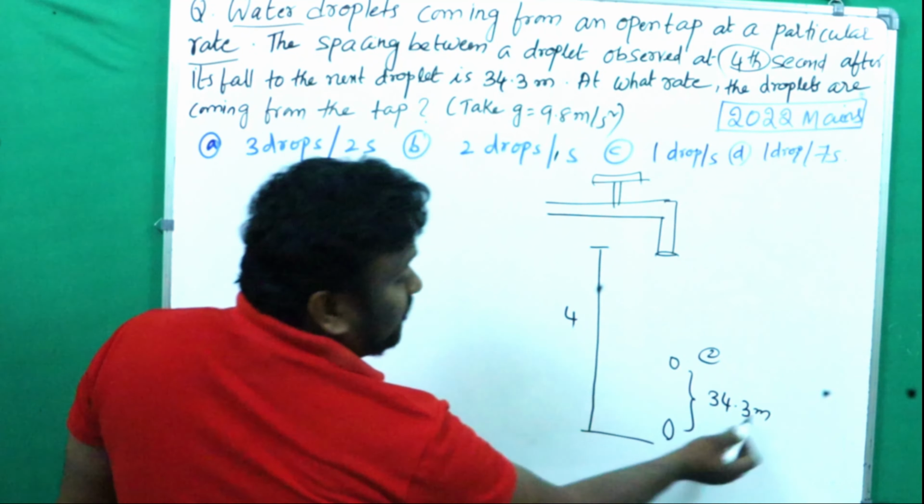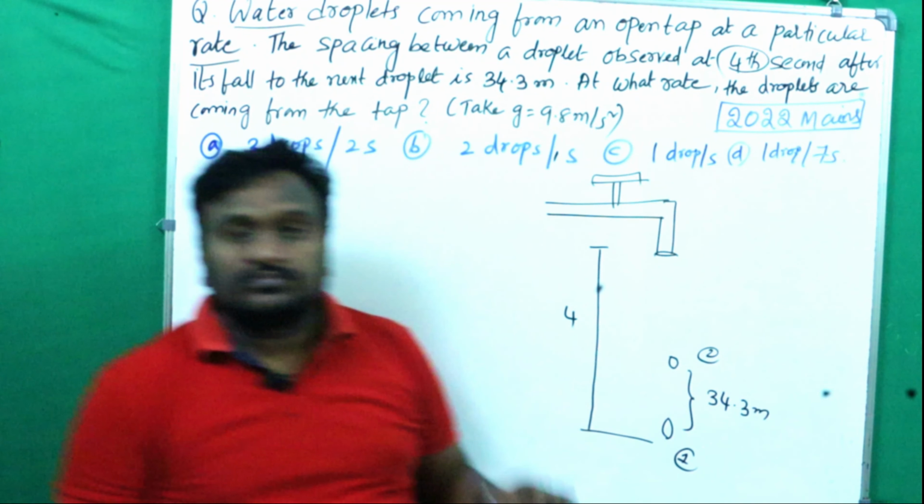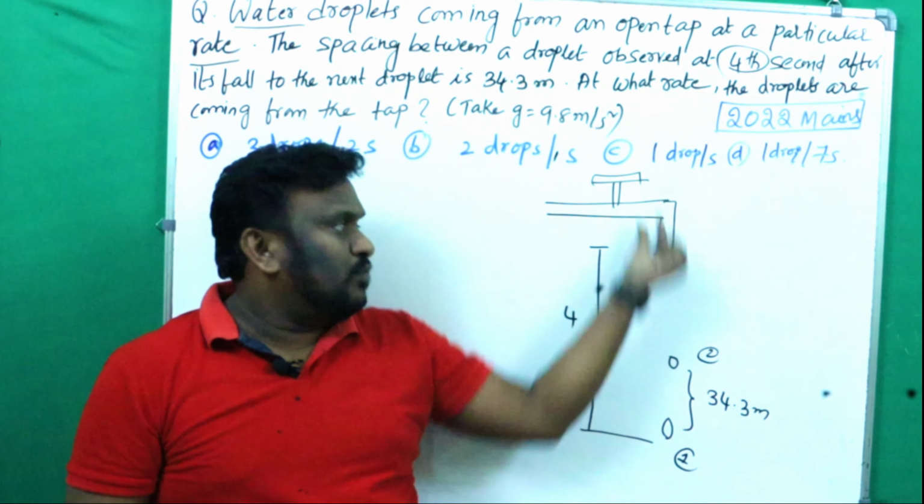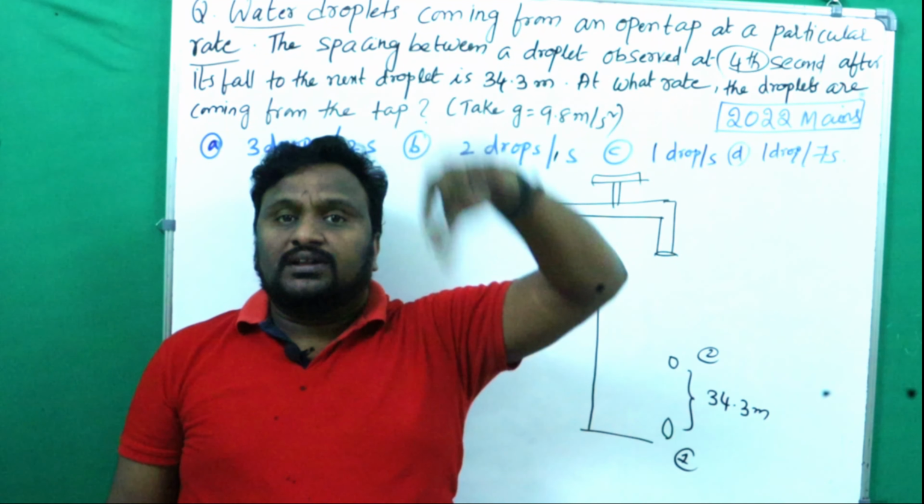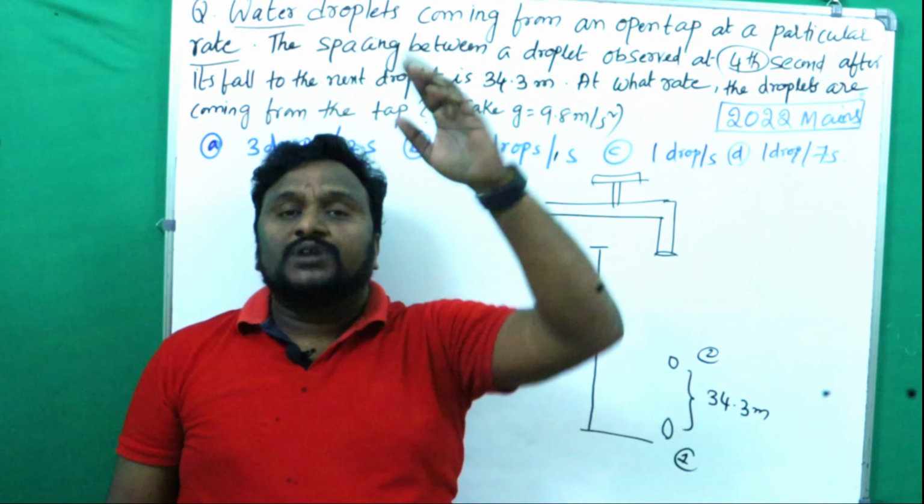At what rate are the droplets coming from the tap? We have to find it out. Very simple. This is the open tap, and the drops are falling one by one. They have some interval of dropping. Rate of drops means the interval between the two drops, and that is what we have to calculate. For that, the given clue is that at the 4th second the distance of separation is 34.3 meters. So by using that, we have to find the rate of drops.